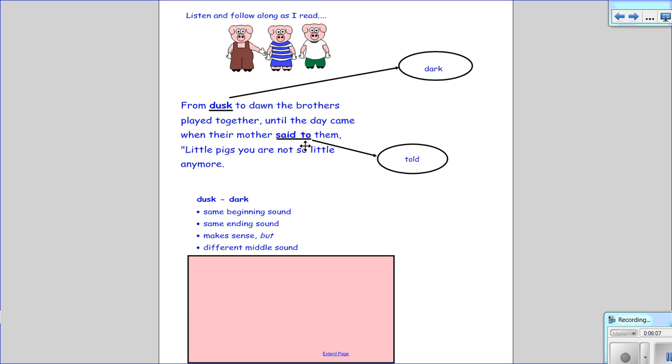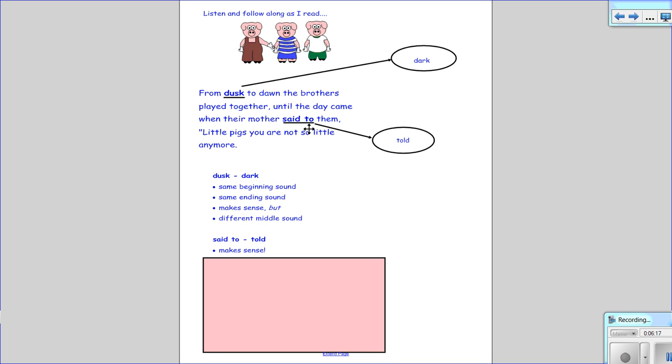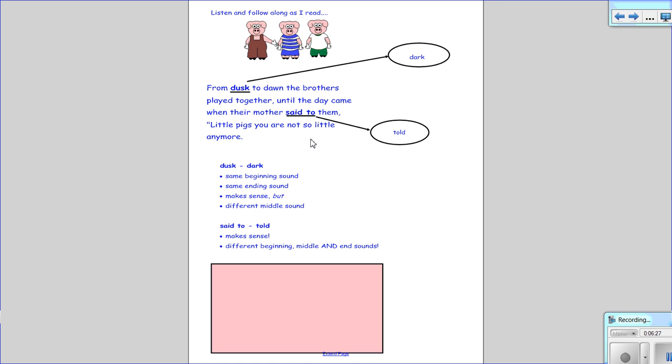Until the day came when their mother told them, and when I look at that right here, that's actually two words, and there's the word told. And it does make sense, when their mother told them, but it does have a different beginning, middle, and end sound. So those words don't look anything alike. So we want to make sure we're reading it correctly. These words are said to. So let's read it correctly. From dusk to dawn, the brothers played together until the day came when their mother said to them, "Little pigs, you are not so little anymore."